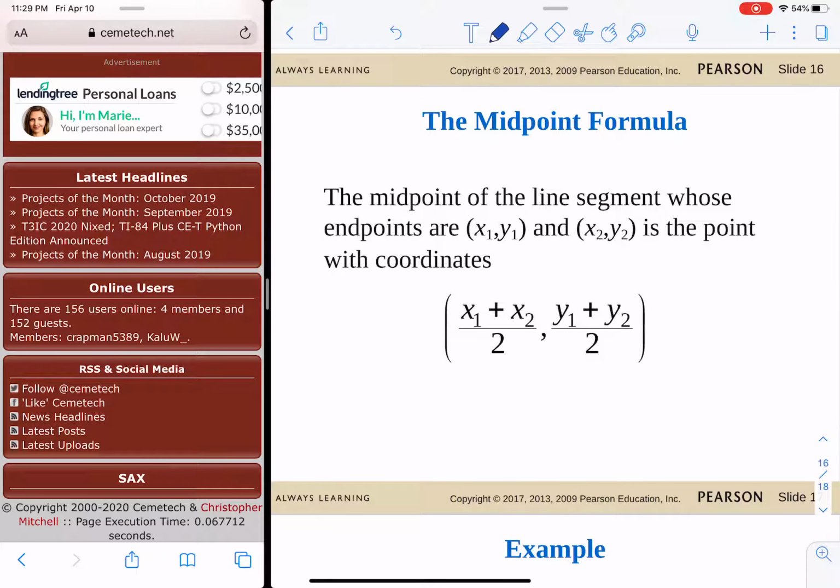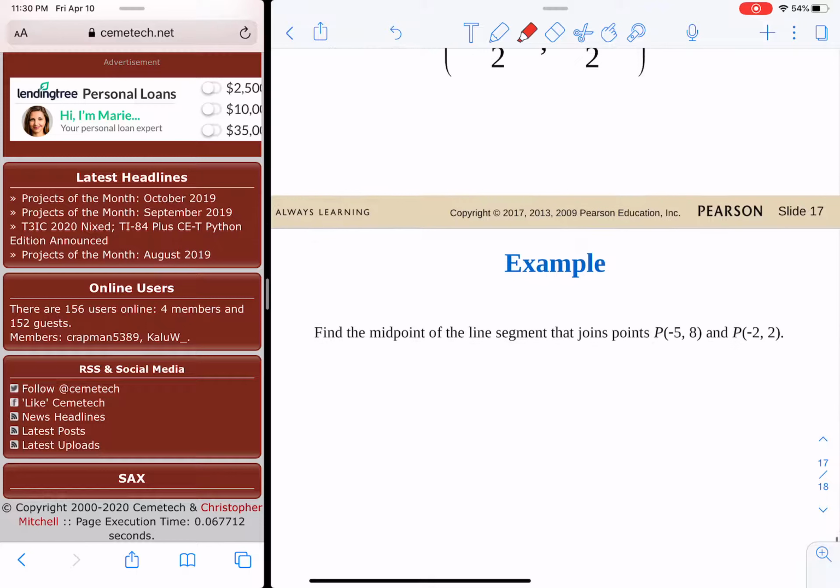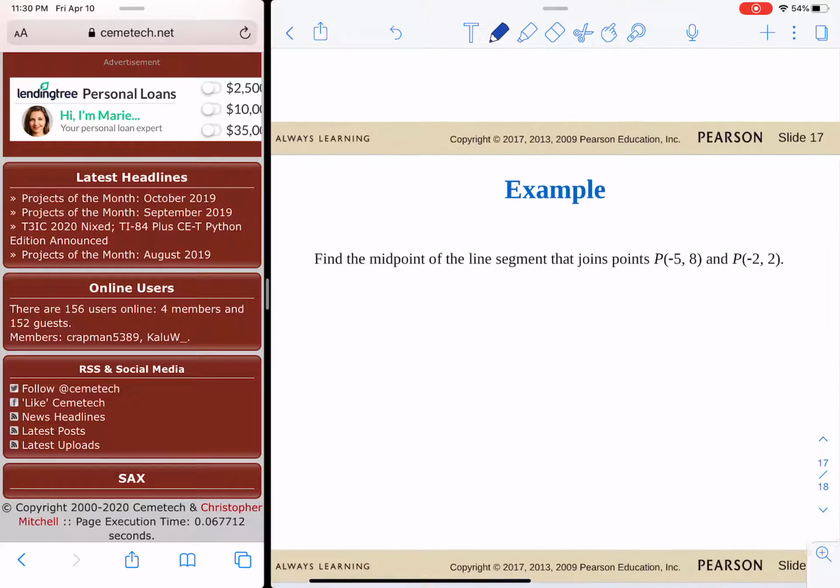The midpoint formula is much simpler compared to the distance formula. So if we have 2 points, x1, y1 and x2, y2, all we do is add the x coordinates, divide by 2, add the y coordinates and divide by 2 to get the midpoint between 2 points.